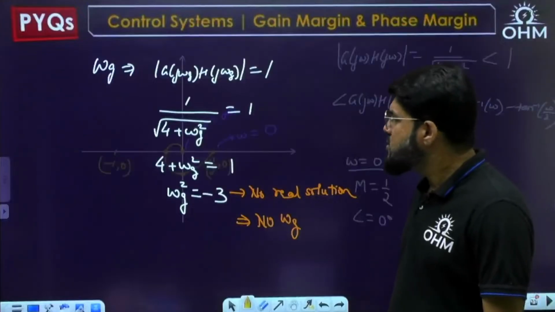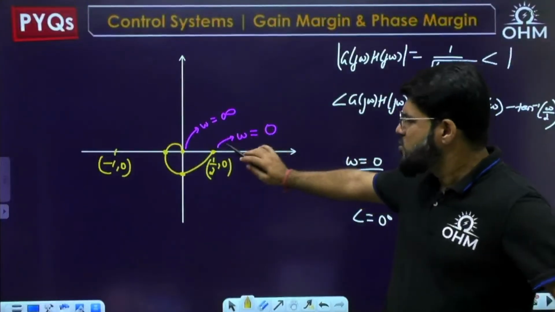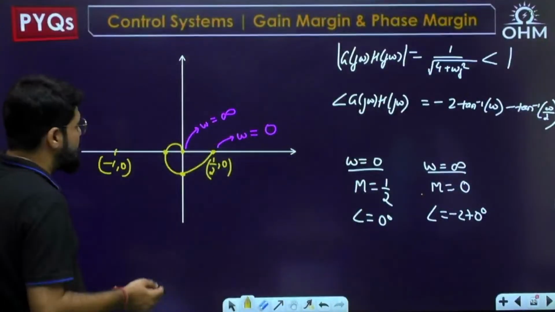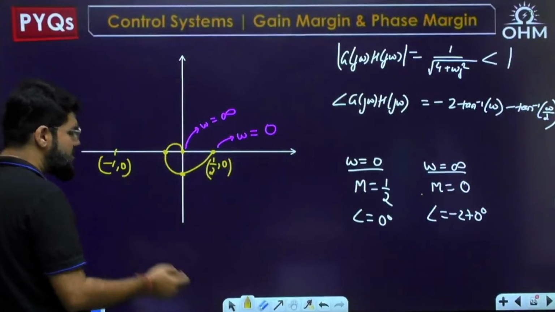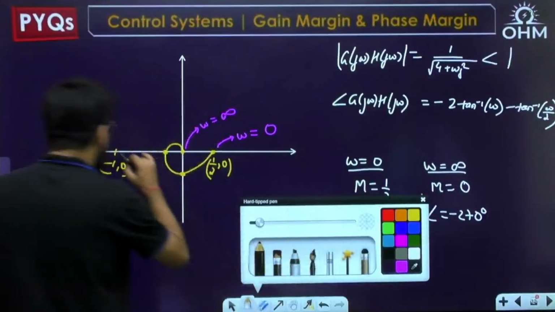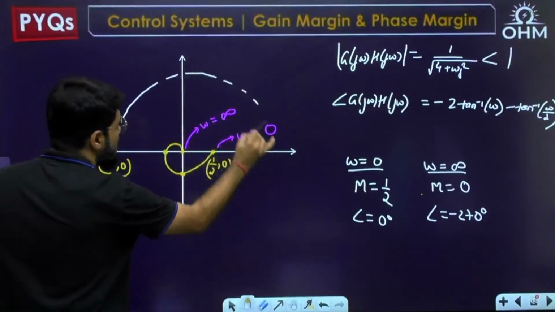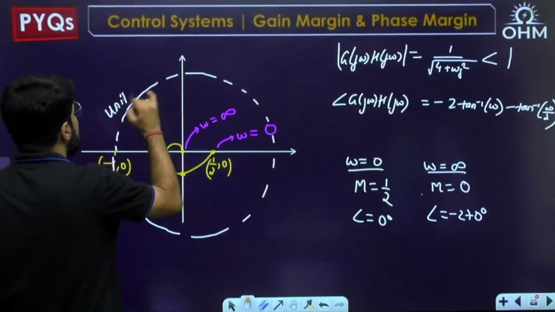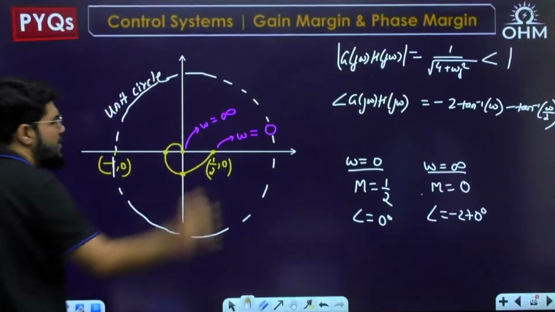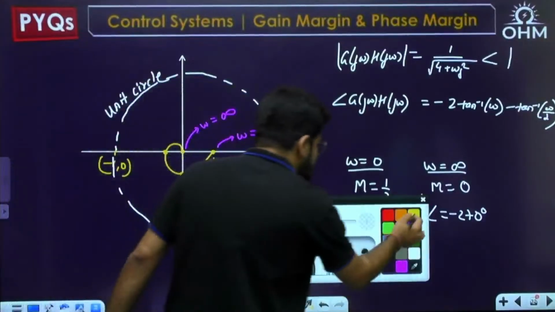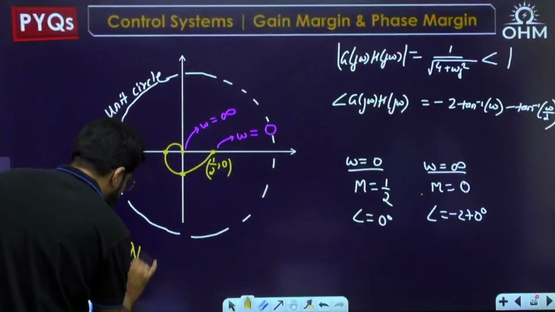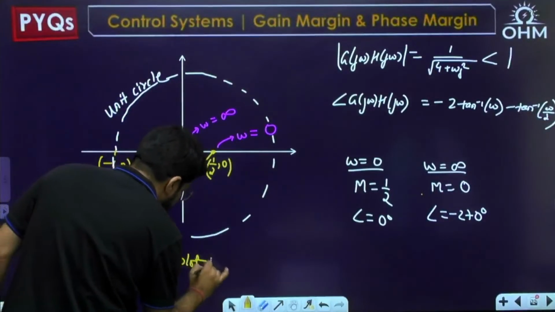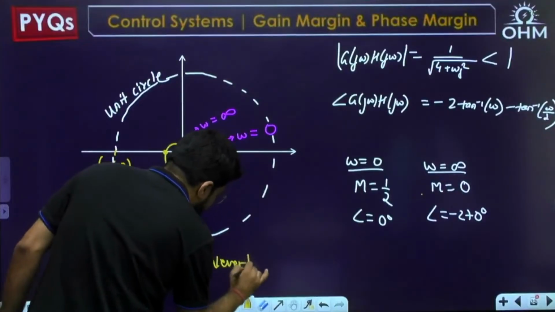Because the Nyquist plot, this is only the polar plot part actually, but even if you take the mirror image and complete it, it can never cross the unit circle. Where is my unit circle? The unit circle passes through minus 1, 0, and it will have radius equal to 1. This is what my unit circle is. So what I can say is that the Nyquist plot never intersects.